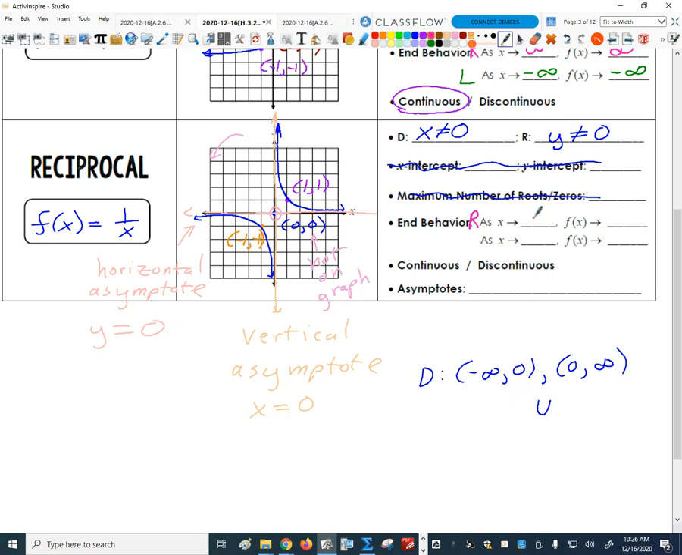Okay, so if an ant walks infinitely far, can an ant walk infinitely far to the right on this function? Yes, it can, right? So I can put an infinity there. As x approaches infinity, what y value would the ant be approaching if he walked along this graph infinitely far to the right?